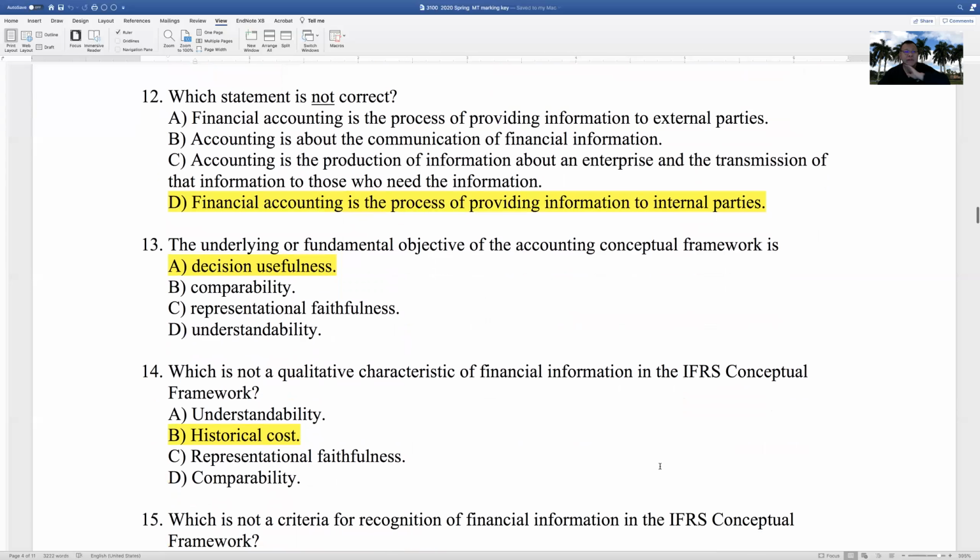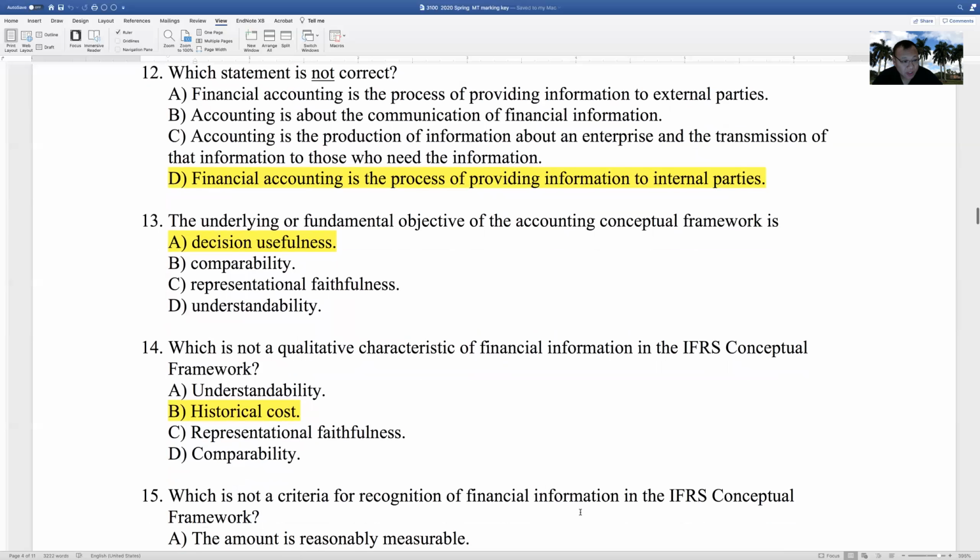Question 12, which statement is not correct? The answer is D. Financial accounting is a process of providing information to external parties, not internal parties. So answer A is correct, right? Answers B and C are both right, okay?